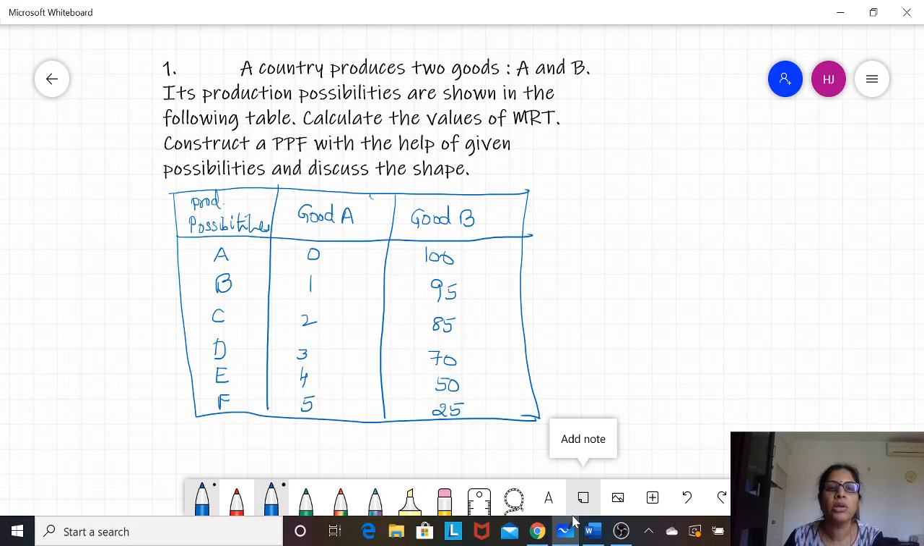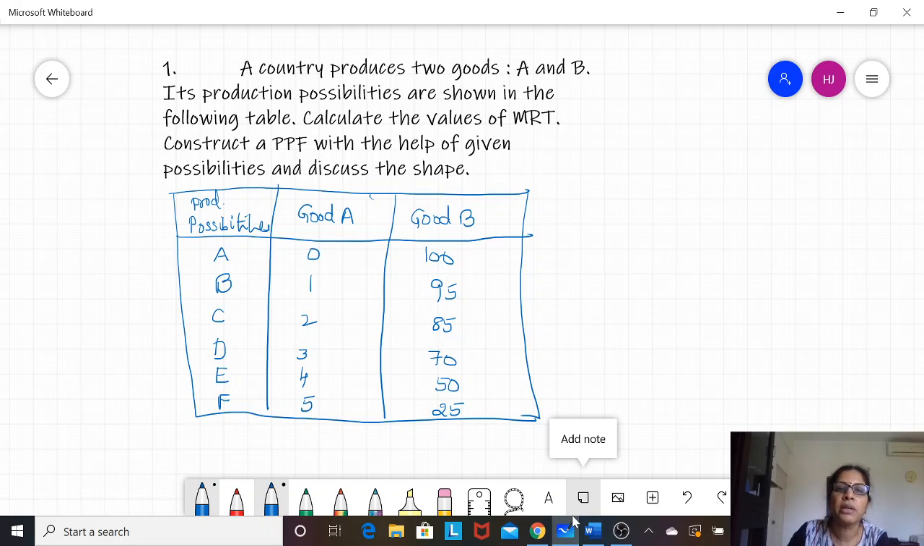Now, what you are seeing on your screen is an unsolved numerical given in your Sandeep Garg book. Those who have this book, you will have this question in your book. But read this question carefully. A country produces two goods A and B. Its production possibilities are shown in the following table. Calculate the values of MRT. Construct a PPF with the help of given possibilities and discuss the shape.